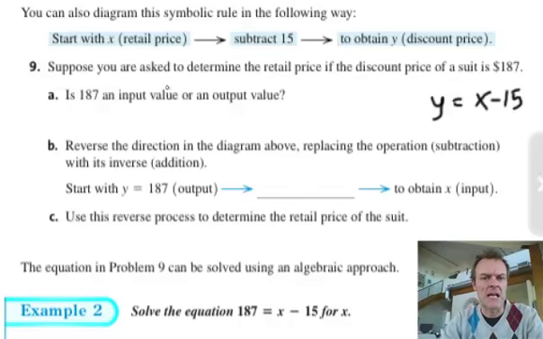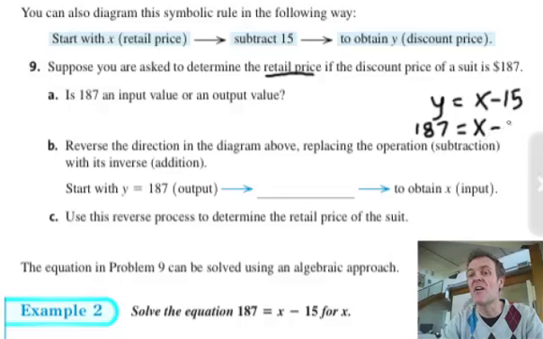Now I want to know what the original retail price is if the discount price is 187. So this is where the 187 is going for this instance. What was the original price, before I took off the $15? So now here's the thing about this. How do you get to that X? I want to know what the original price is. By the way, just check on this. Remember, 187, the discount price, is the output.